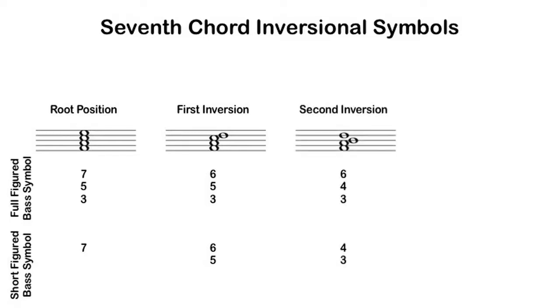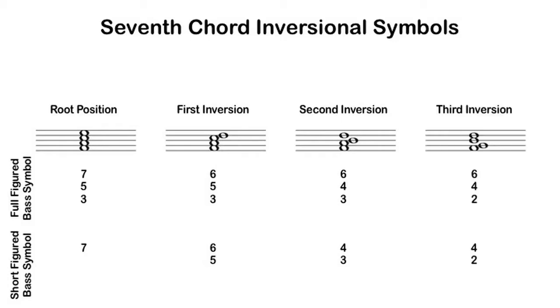Placing a seventh chord in second inversion, you'll see that we have above our bass a third, a fourth, and a sixth. This one's a little bit different. Instead of removing the 3, which would leave us just the number 6, 4, which we already use for second inversion triads, we remove the number 6 instead. So the inversional symbol for a second inversion seventh chord is 4, 3.